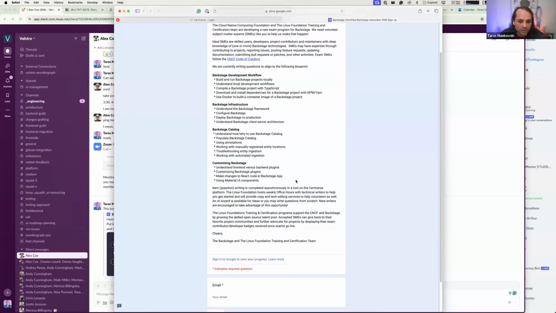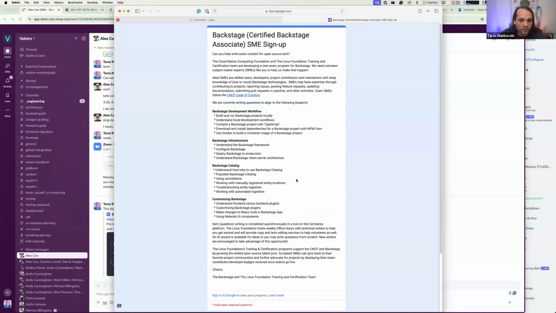If you're interested in contributing to a Linux Foundation project and helping define the certification that is going to be used for the Backstage Associate Program, please fill out this form. I'm going to post it in chat. Then you're going to get an invite to a channel in Linux Foundation Slack, and access to the system where we are writing those questions. If you or someone on your team is interested in contributing questions, please pass this along. Thank you very much. That's it for me.